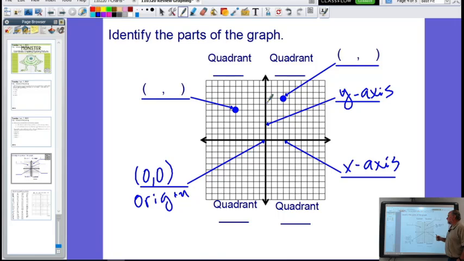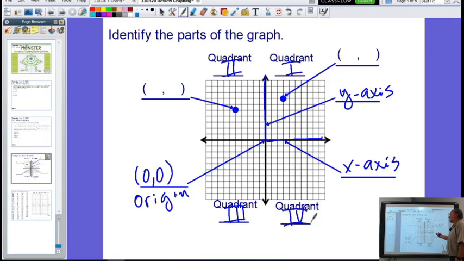Now this coordinate grid is divided into 4 sections called quadrants. Okay, this first one, the one right up here, is called quadrant 1. Okay, the second one over here is called quadrant 2. The one bottom left is called quadrant 3. And bottom right is called quadrant 4. And we always identify those with Roman numerals.